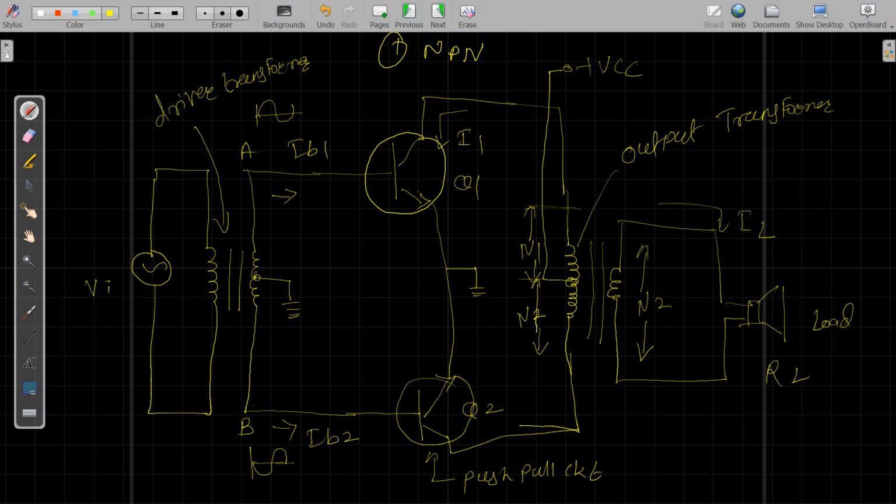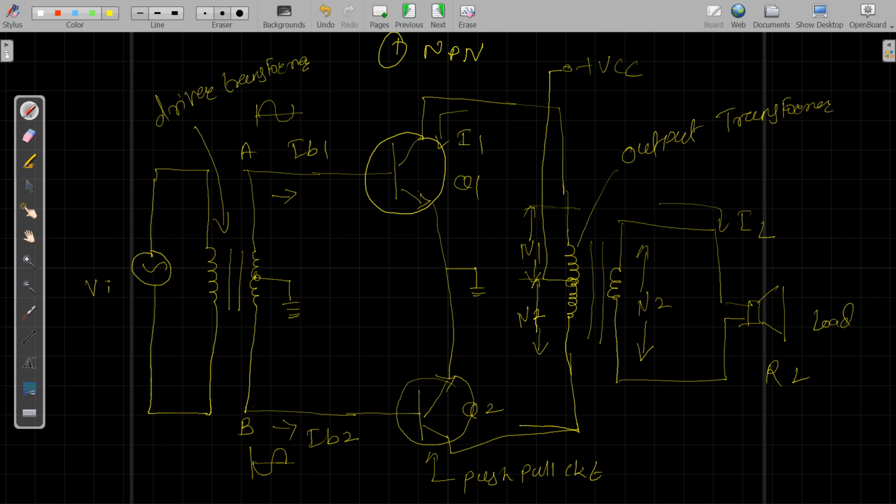Here you can see that to the base you are applying the input, your emitter is grounded, and across the collector you are going to take the output. So they are NPN transistors. Q1 and Q2 are NPN, of the same type and same configuration, that is common emitter. Two transformers, one as an input, that is the driver, the other as an output. Both the transformers are center tapped. Because of that, the different voltages for one half and the other half will appear at the inputs and outputs respectively. And now this driver transformer will be driving the circuit.